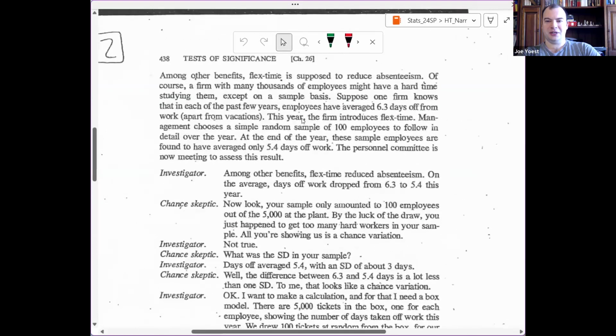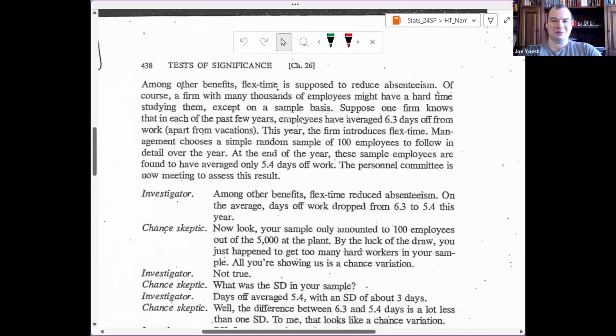You can bring that into today's world by maybe saying remote work. But among other benefits, flex time is supposed to reduce absenteeism. Of course, a firm with many thousands of employees might have a hard time studying them, except on a sample basis. Suppose one firm knows that in each of the past few years, employees have averaged 6.3 days off from work apart from vacations. This year, the firm introduces flex time.